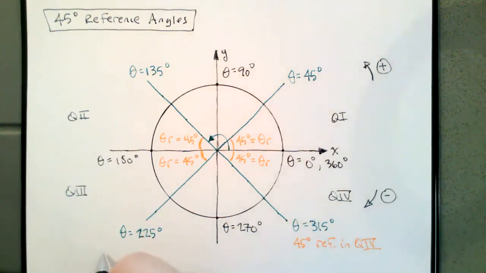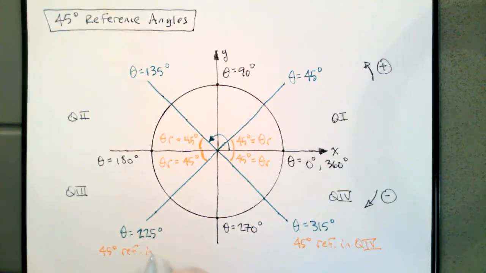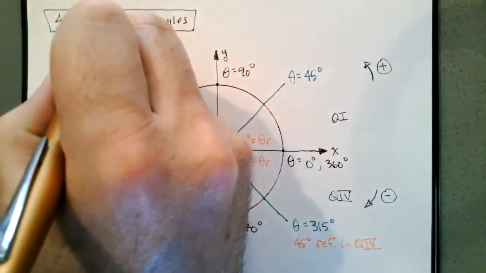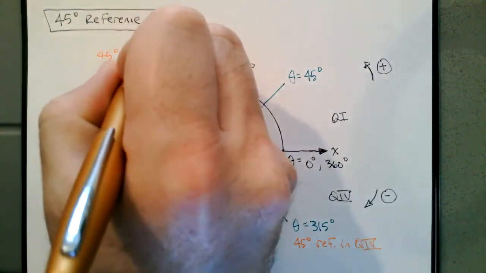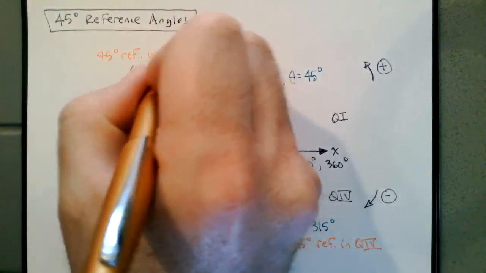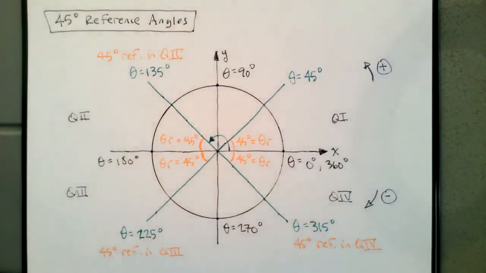225 is a 45-degree reference angle in quadrant 3. 135 is a 45-degree reference angle in quadrant 2. And 45 is a 45-degree reference angle in quadrant 1.